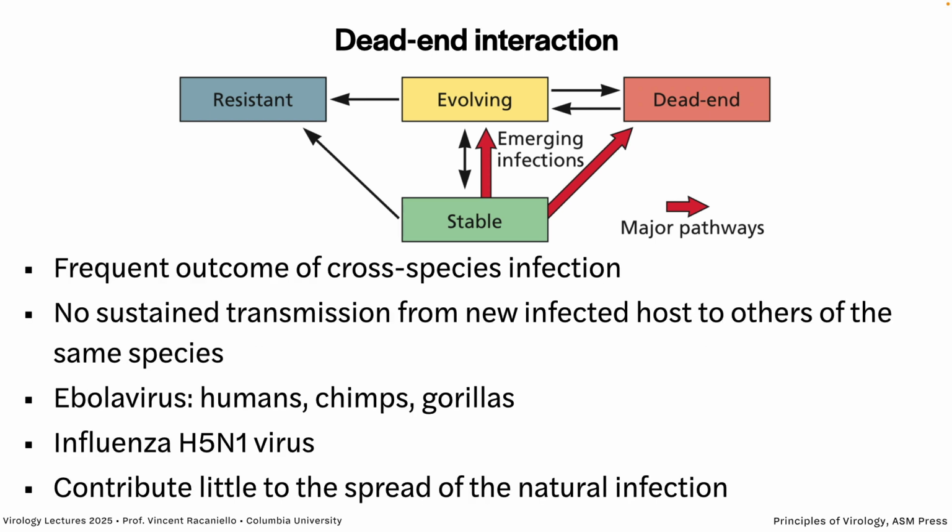Okay, then a dead-end interaction often happens when you have a cross-species infection. So it goes from a stable to a host that cannot transmit it to other hosts of the same species.